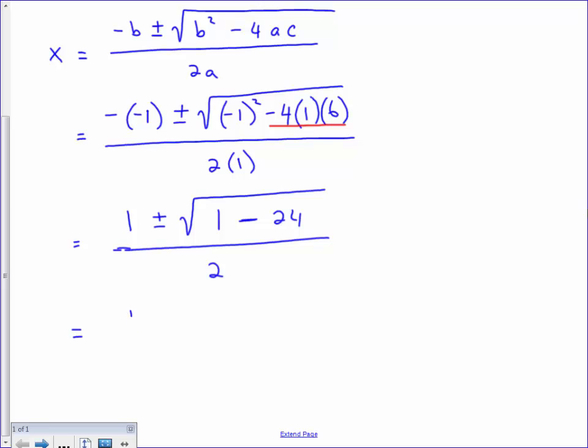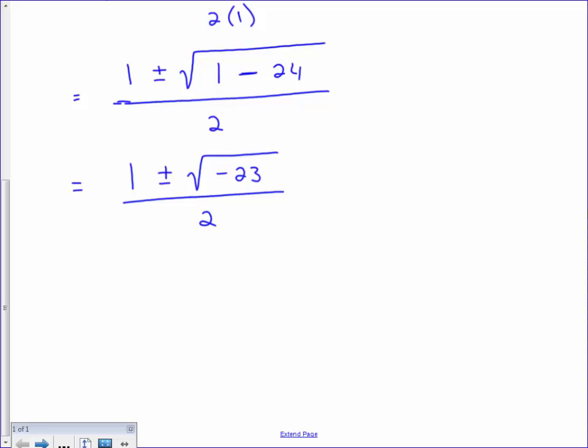From here, subtract the values under the root. 1 minus 24 is going to be -23. And then all this is still over 2. And then from here, from a prior lesson, we learned that if you have a negative underneath the root, you're going to have an imaginary answer. 23 is a prime number and also not a perfect square, so it's going to have to stay underneath the root, and then the negative is going to come out as an i. So we would have 1 plus and minus i roots of 23 all over 2.